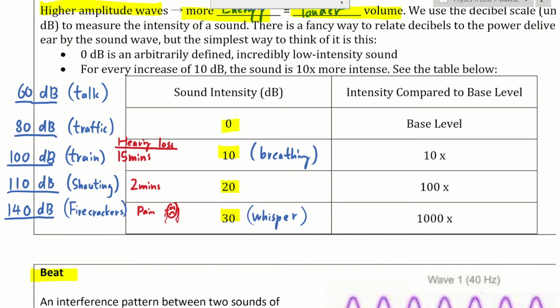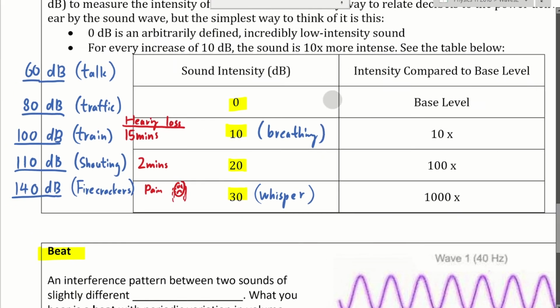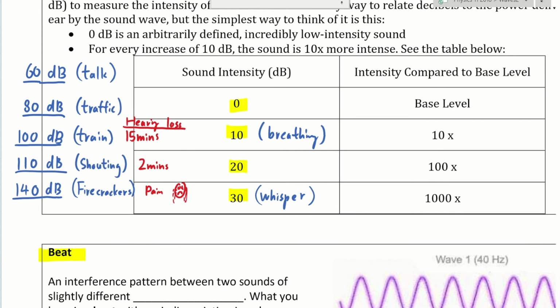Now, if you look at a sound that has an intensity of 20 decibel, you think it's 20 times louder than the base, right? No, it's actually 100 times louder than the base, because this is not a linear scale. Decibel is actually on something called a log scale, which means every increase of 10 is actually 10 times, not 10 more. Okay, so from 0 to 10 is 10 times more energetic, and from 10 to 20 is again 10 times more energetic. That means from 0 to 20 is actually 100 times more energy.